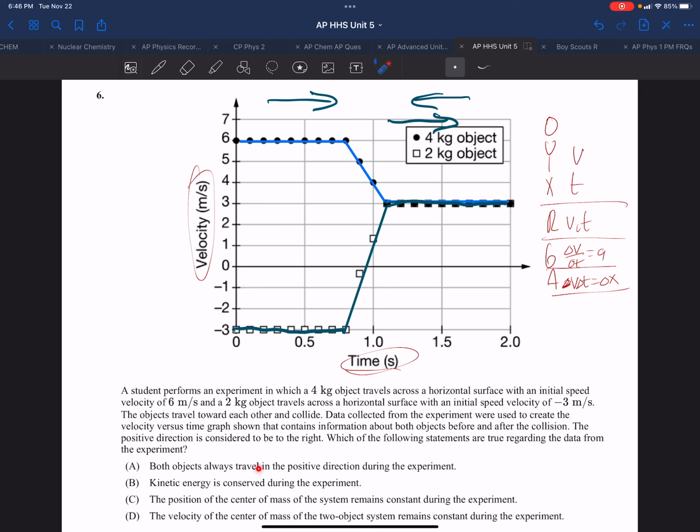Both objects always travel in the positive direction during the experiment. That's false. This one has a negative velocity to start. So that's just off.